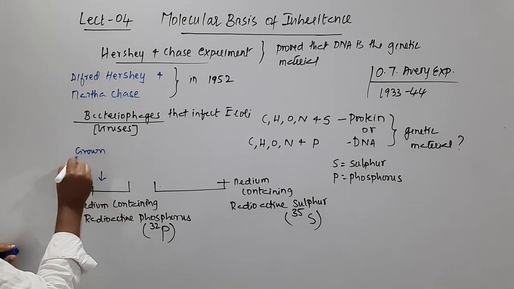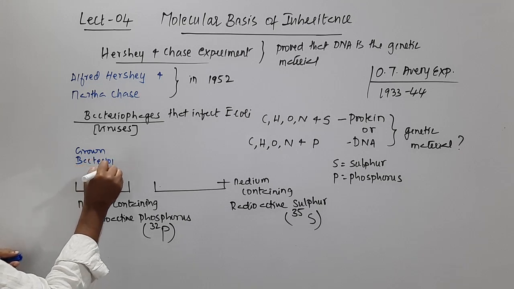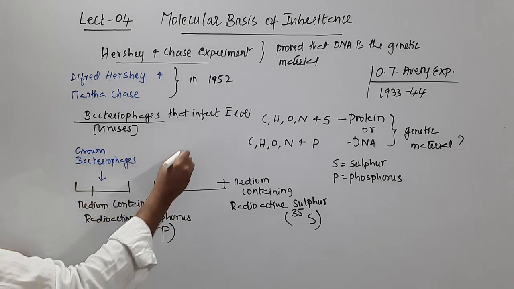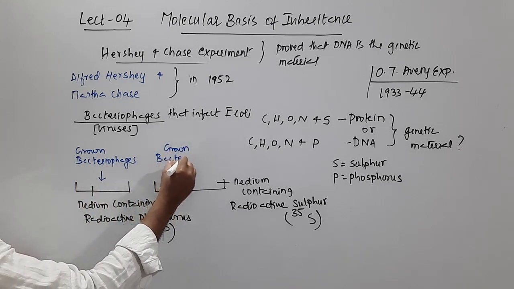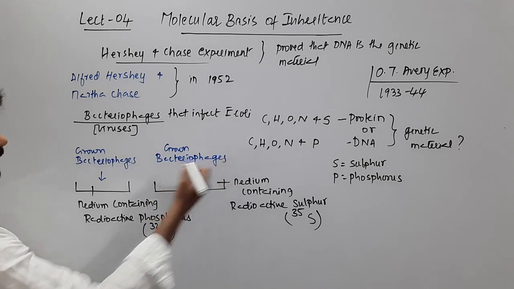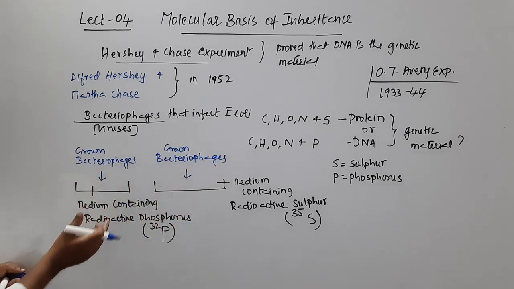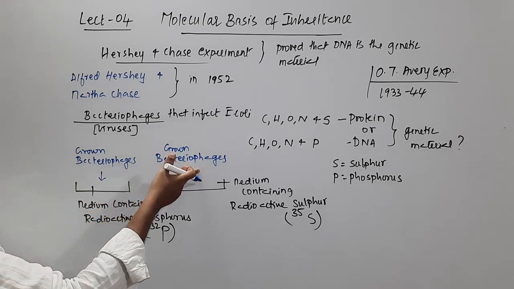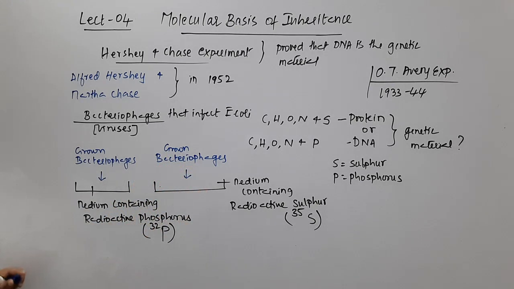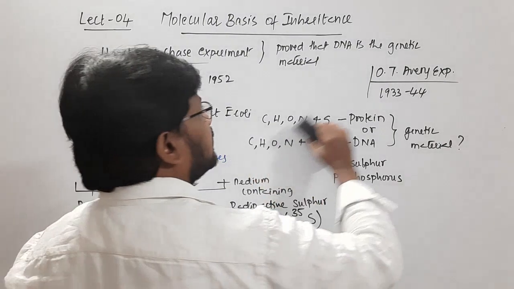They grew bacteriophages for several generations. Some bacteriophages they have grown in medium containing radioactive phosphorus, and some other bacteriophages they have grown in medium containing radioactive sulfur. Now what happens to those bacteriophages which are growing on this radioactive phosphorus? So let's see it.